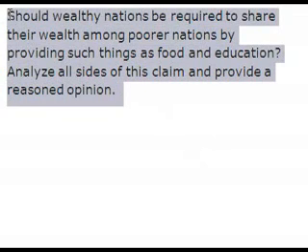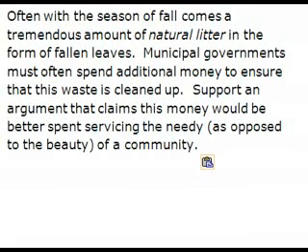Question number 4 reads, often with the seasons a tremendous amount of natural litter in the form of fallen leaves. Municipal governments must often spend additional money to ensure that this waste is cleaned up. Support an argument that claims this money would be better spent servicing the needy, as opposed to the beauty of a community.